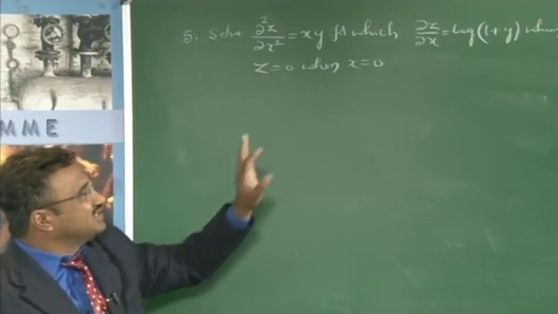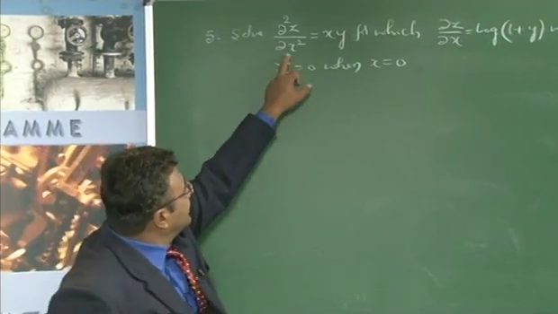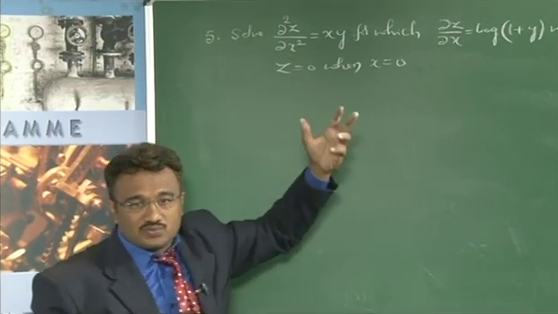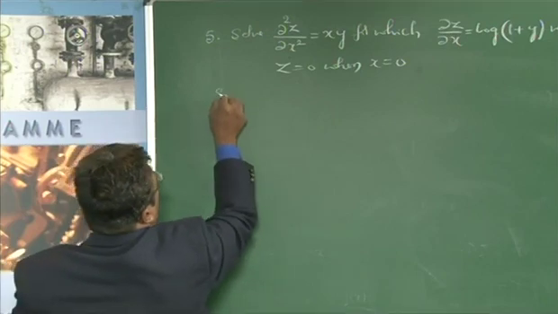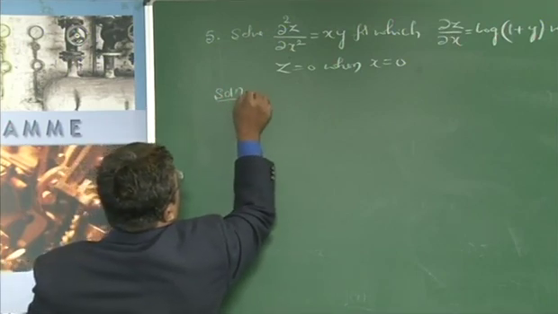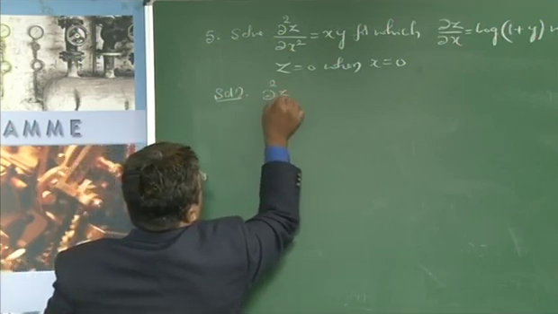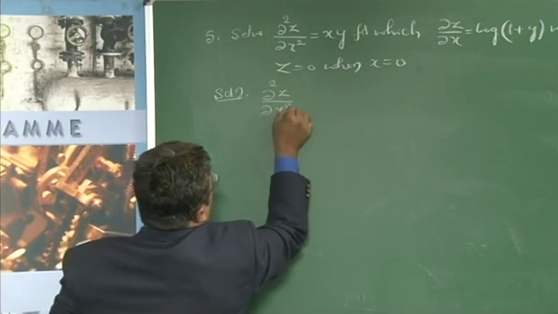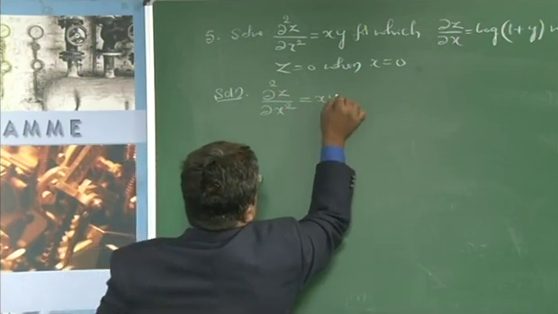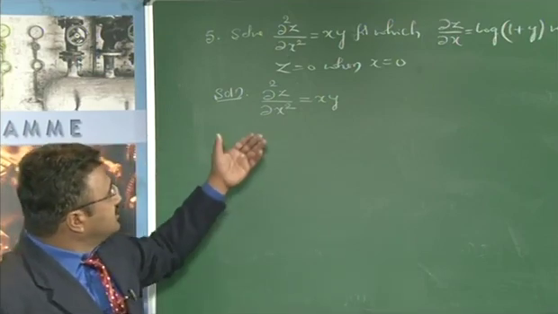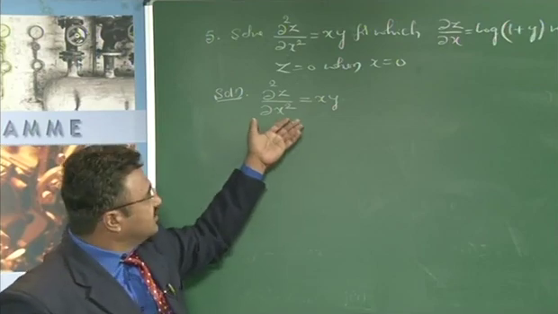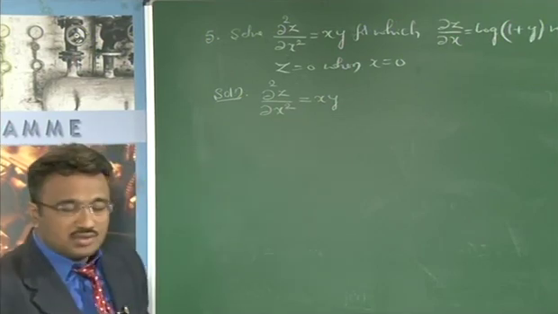But some initial condition will be changed, and also the derivative that was given in the previous one will change. Again, the solution is ∂²z/∂x² = xy. So already you know how to solve these types of problems from the previous 3-4 problems.